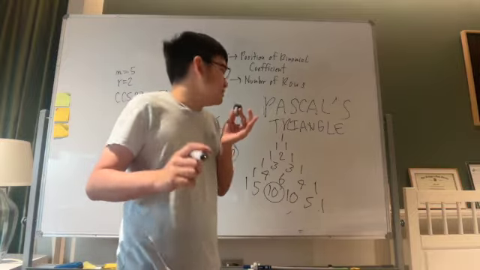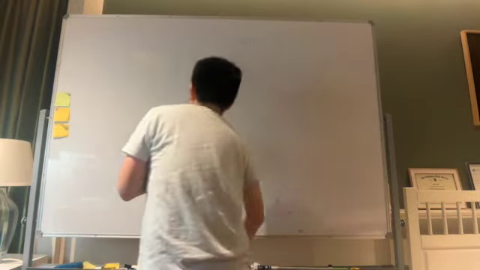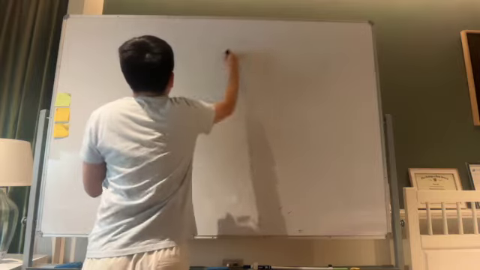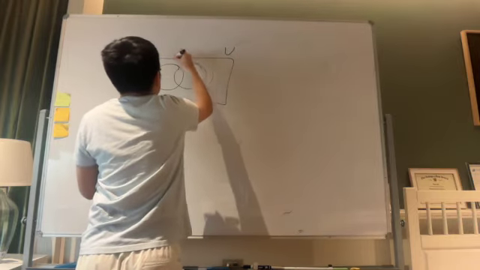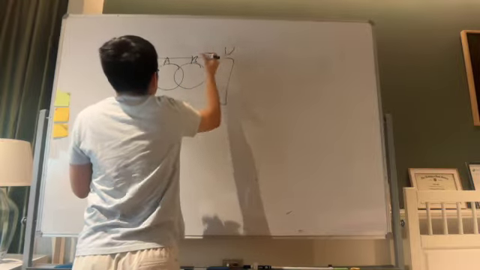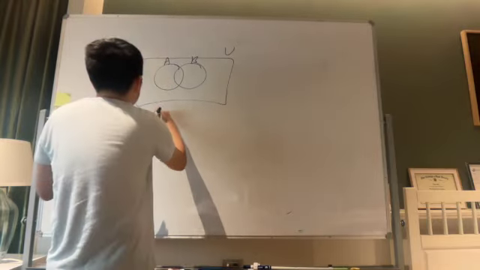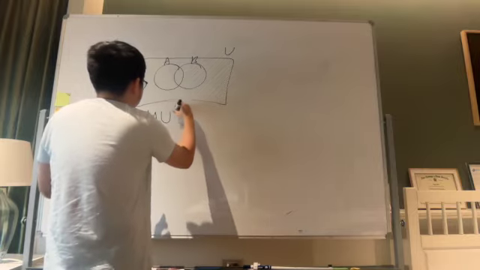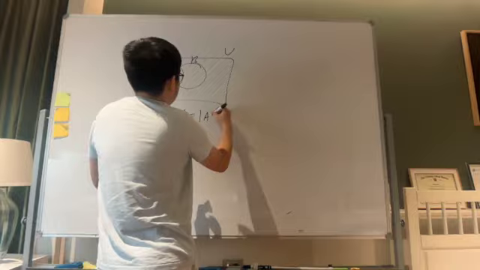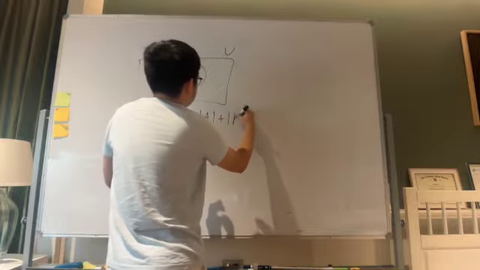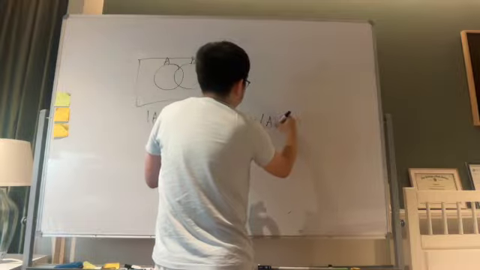What does that mean? That means in the Venn diagram picture, which I will now draw, say I have a universal set given by rectangle U. I have two circles in here, A and B. And I want to count the union of them now. A union B. That is just A plus B minus the intersection between them.